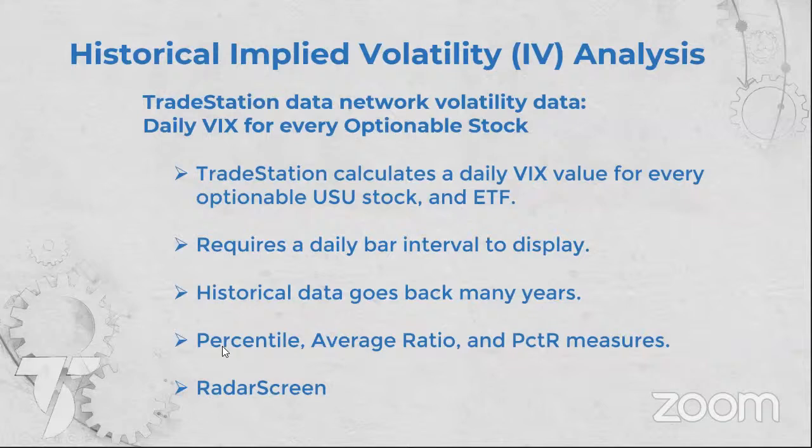And again, we're going to look at that percentile calculation, average ratio, and percent R measures. And of course, we can drop this into RadarScreen. So now I can sort a list of optionable stocks by percentile, or by the percent R, or by average ratio, and see which stocks are the most overpriced or underpriced. And that's a great thing to check before you put on an options trade.